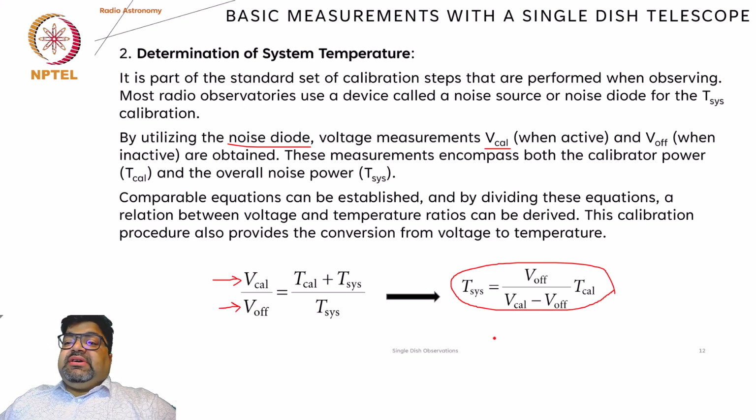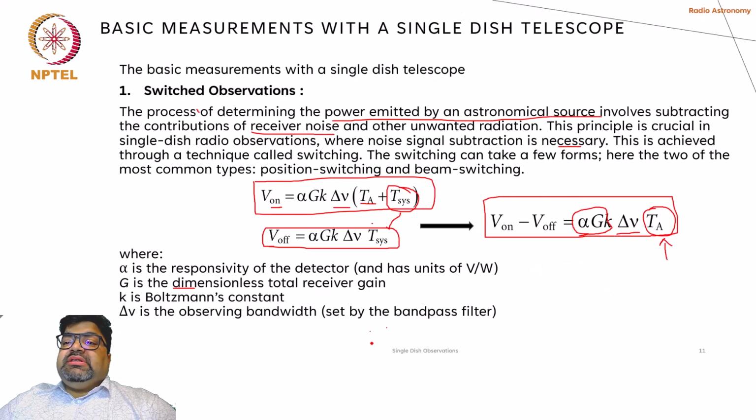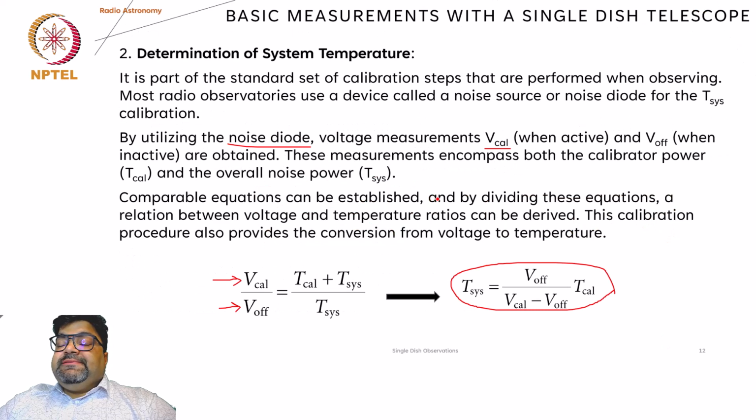Okay, this is a further derivation of the system temperature itself. So the moment you know the system temperature, you can actually deal with only one on position for the calculation and just plug that system temperature in here, and you can get the value of the, sorry, the T_A.